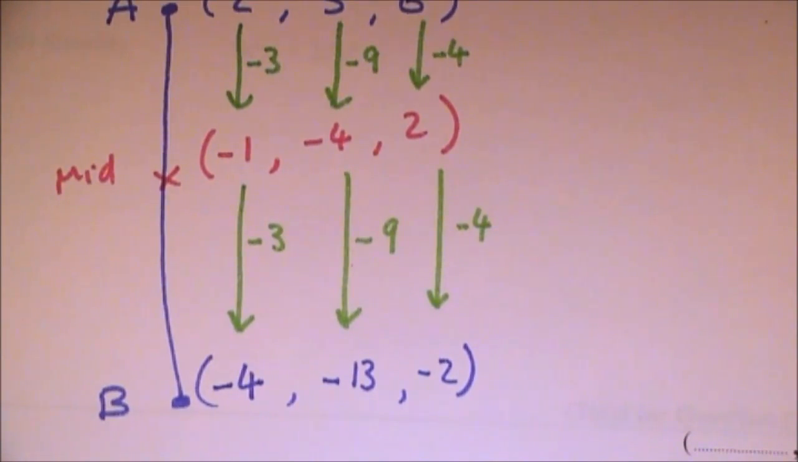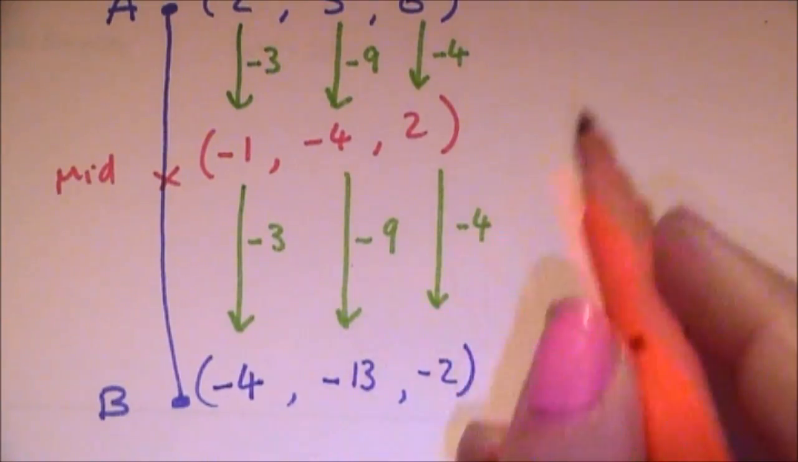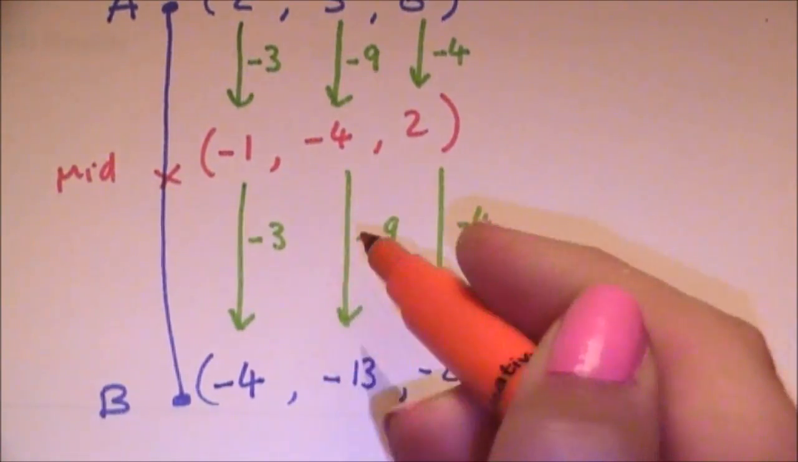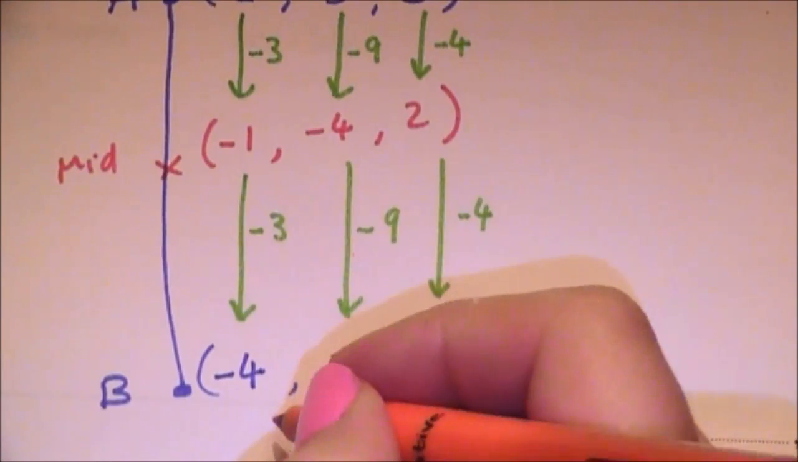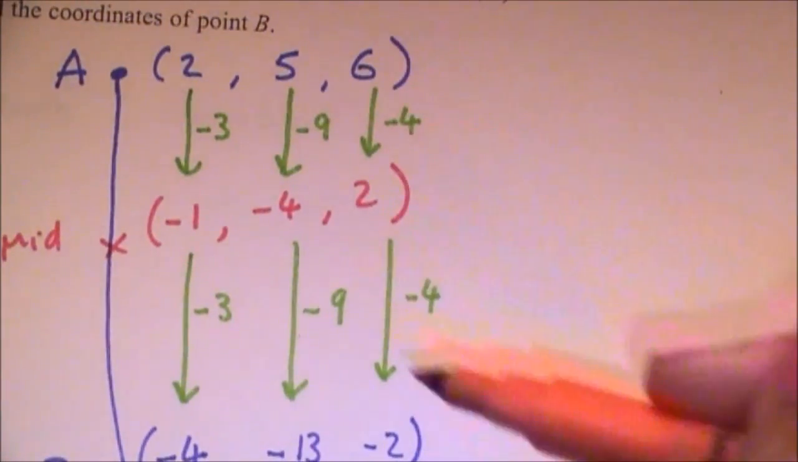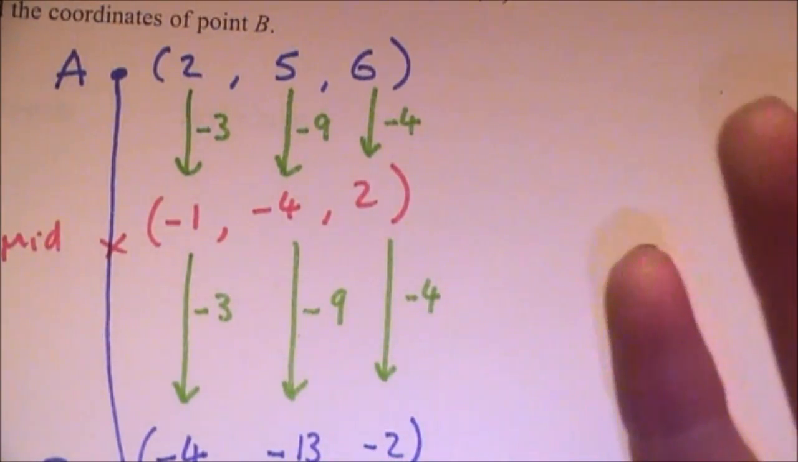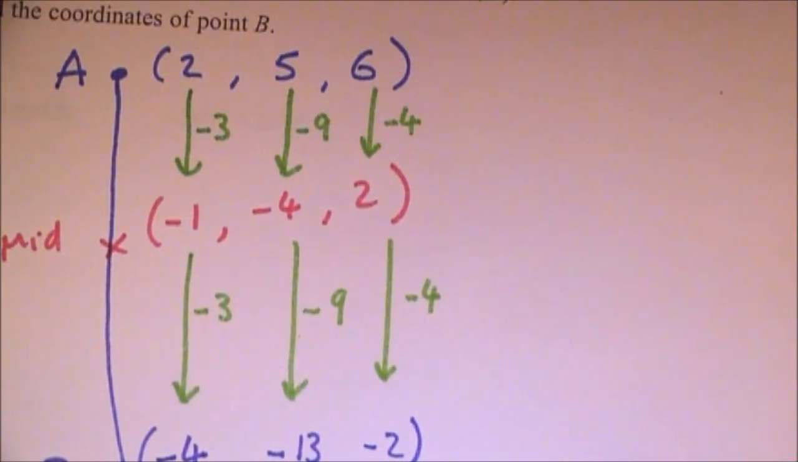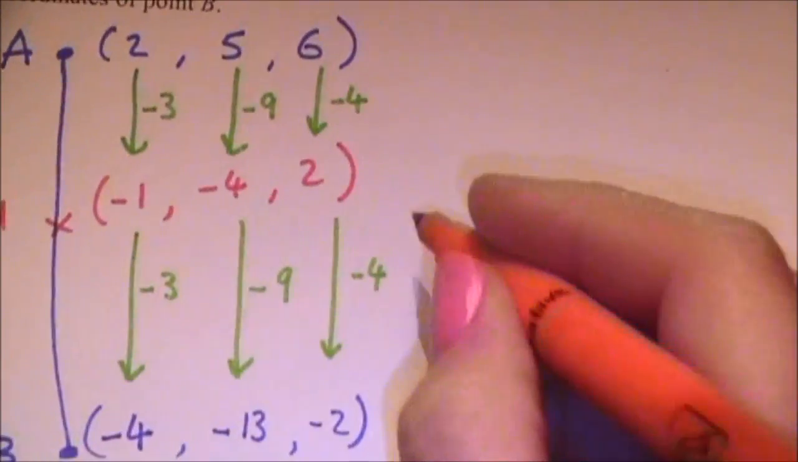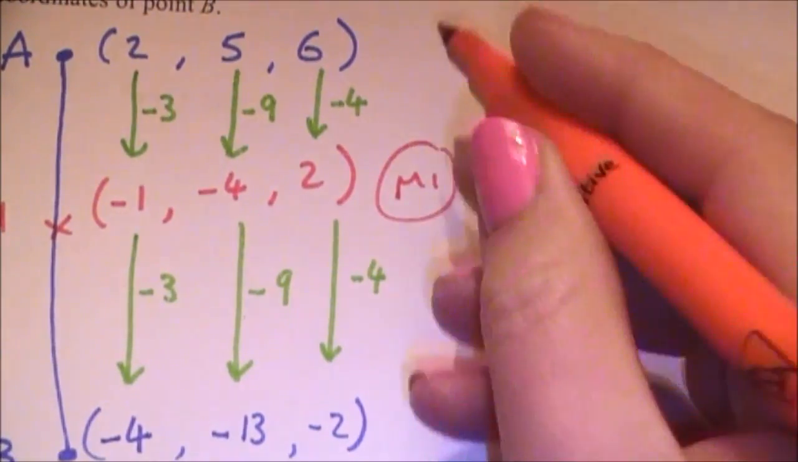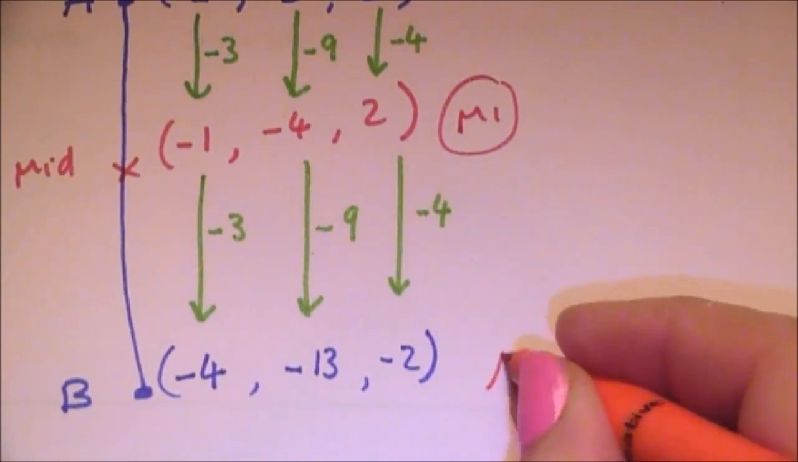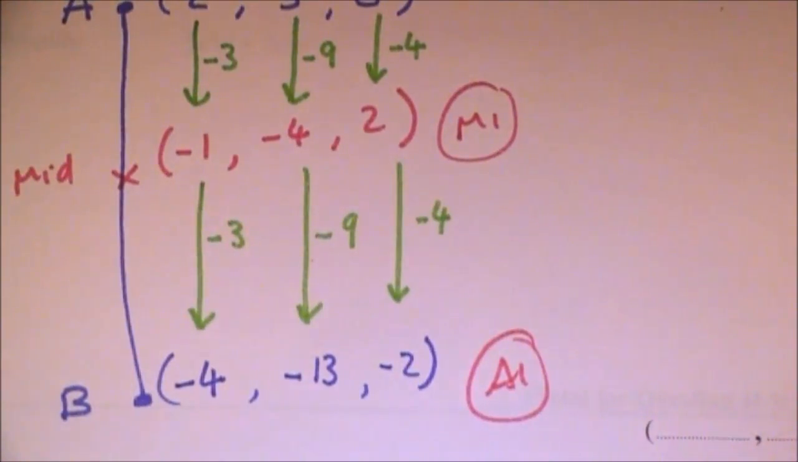And one of those 2 marks was for getting a correct method for at least one coordinate. So getting the method for one coordinate, and if you've got 2 out of the 3 coordinates correct, then it's implied that you get that 1 mark. And so you get a method mark for successfully finding one coordinate, and you get an answer mark for getting the 3 points of the coordinate correct.